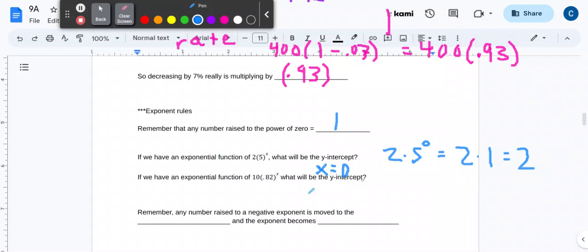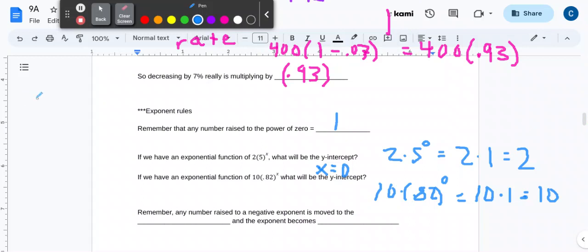Again, what will be the y-intercept of this one? If we have 10 times 0.82 to the x power, for the y-intercept we set x equal to 0. So we have 10 times 0.82 to the 0 power, which is really 10 times 1, which is 10.